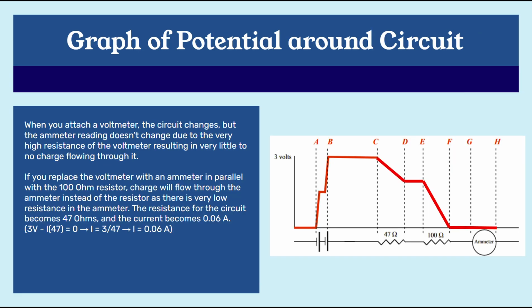We can graph the change of potential across the circuit. When you attach a voltmeter to the circuit, the potential changes, but the ammeter reading does not, as the high resistance of the voltmeter results in little to no charge flowing through it.